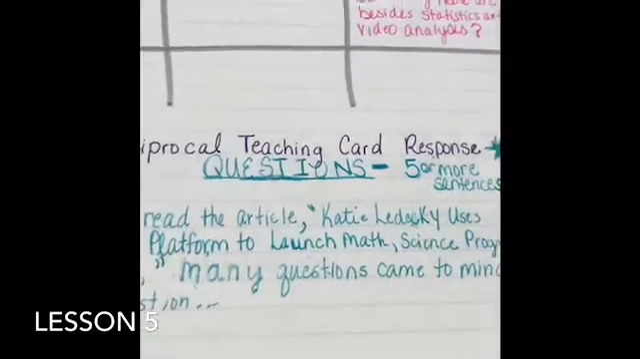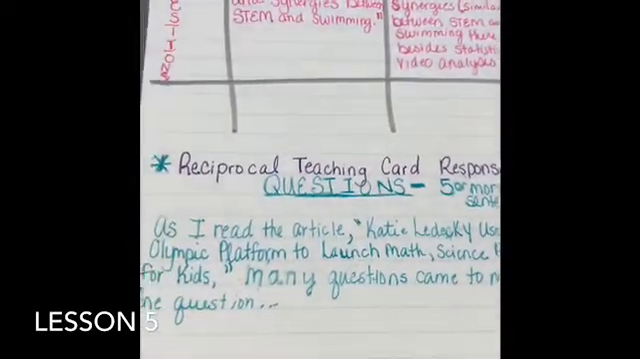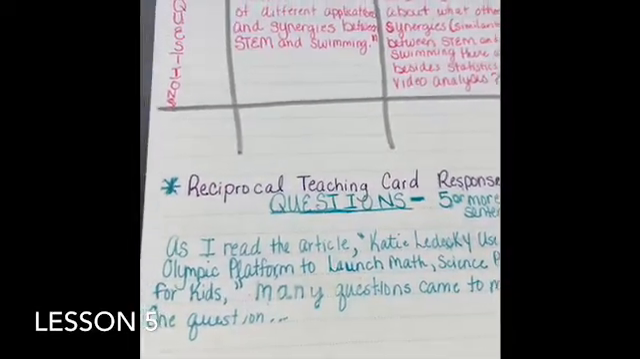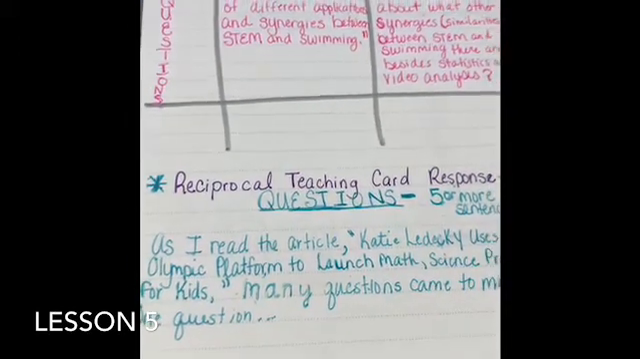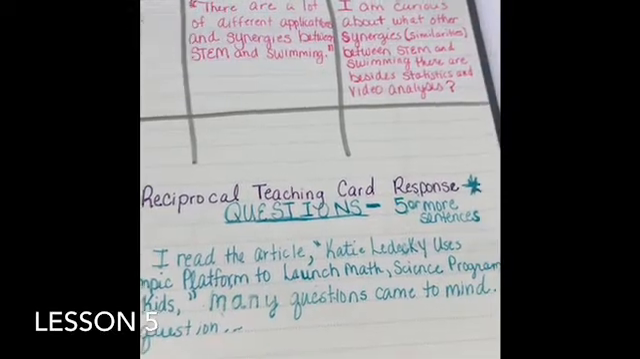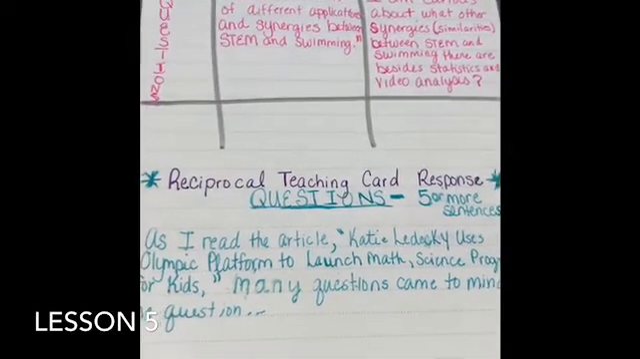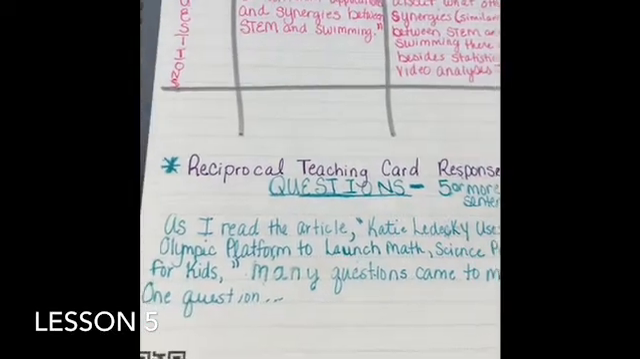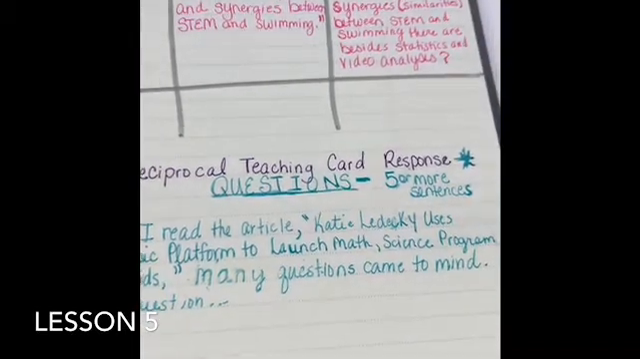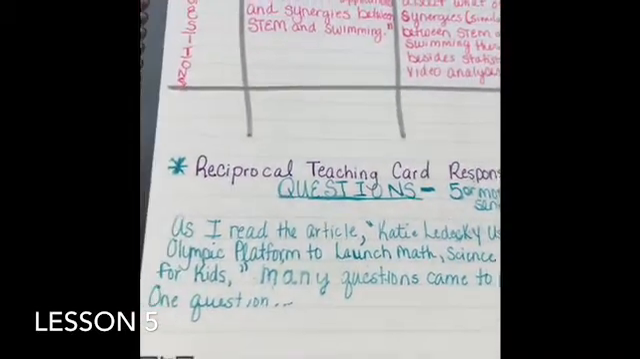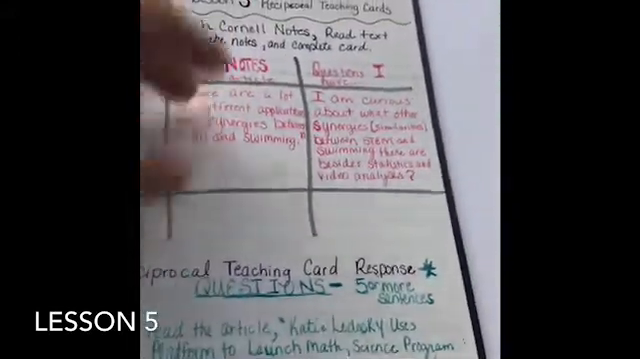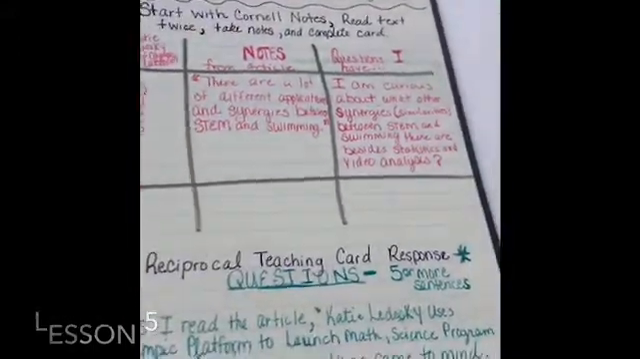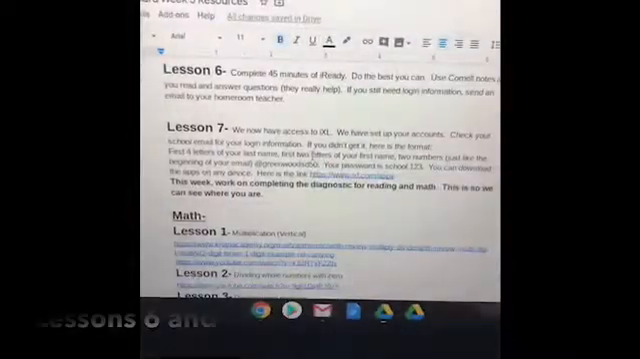Now, when you go to write your response, it's going to take probably 5 sentences. So you always want to start off with your topic sentence, and mine was, as I read the article, Katie Ledecky uses Olympic platform to launch math and science programs for kids, many questions came to mind. And then I said one question, and then I would go ahead from my notes and complete that response.